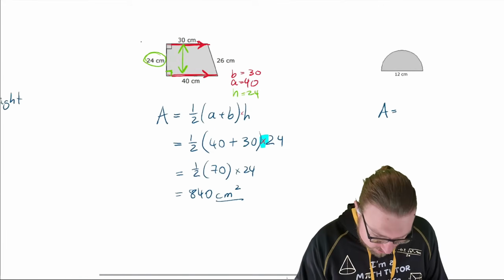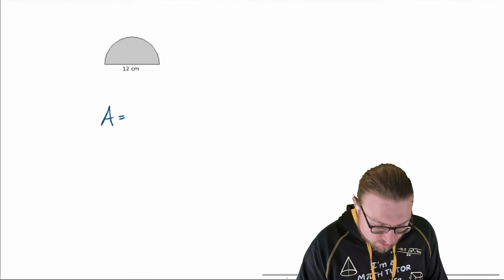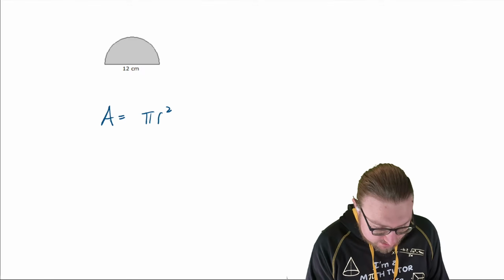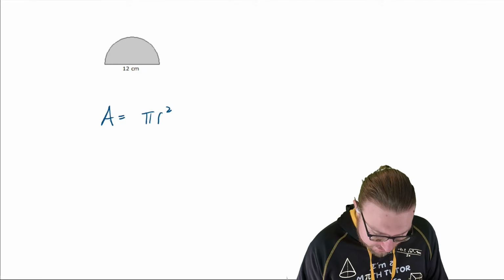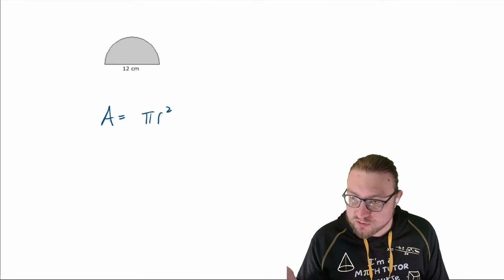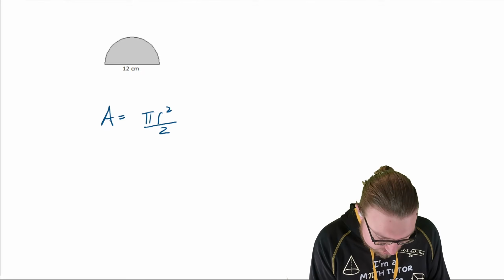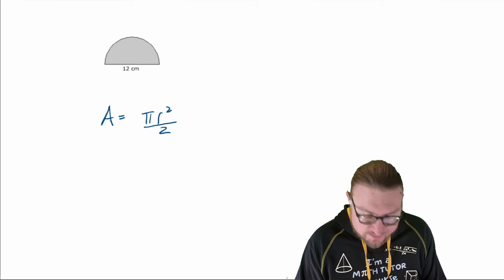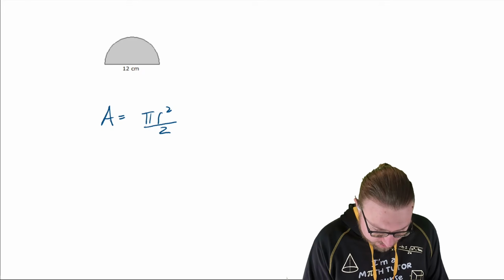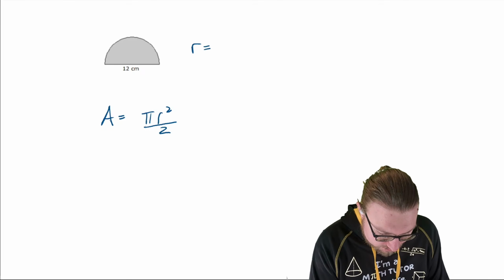So if we now have a look at our question, we can copy our formula, which is pi r squared. But then this is just the formula for a circle. We need a semicircle. So what are we going to do? We're going to divide it by 2. So this is our formula for the area of a semicircle. So what are we going to do? We're going to find out all of the variables that we need.